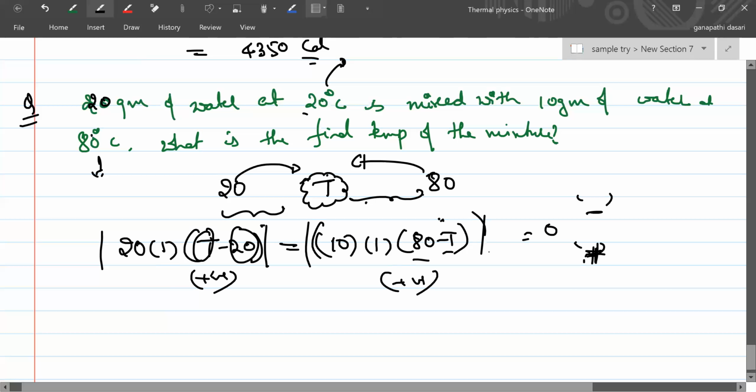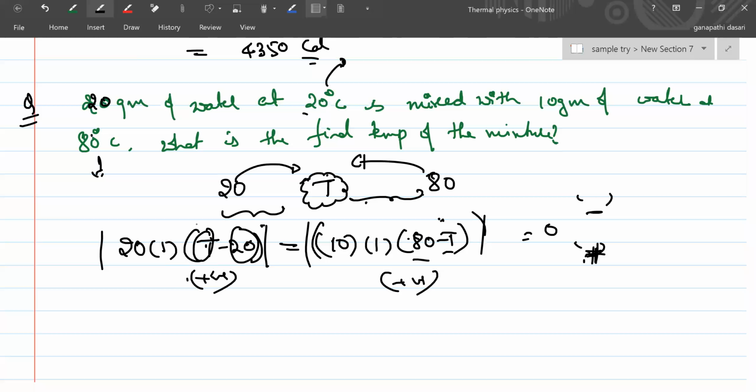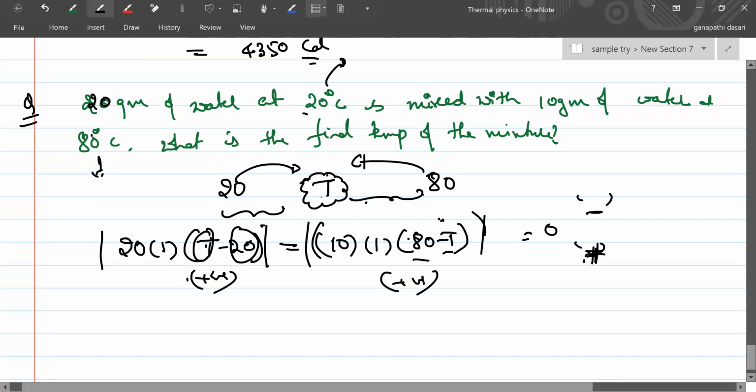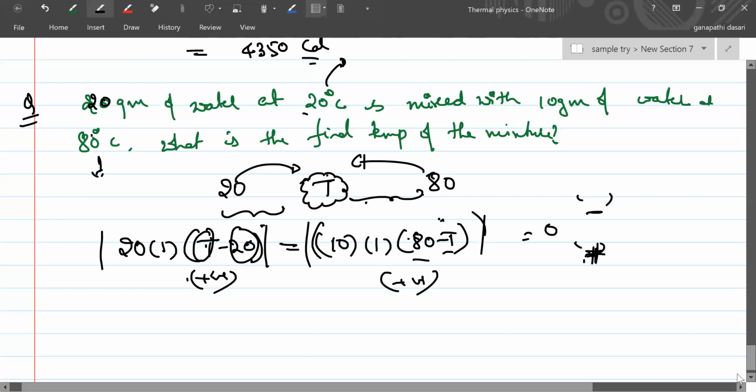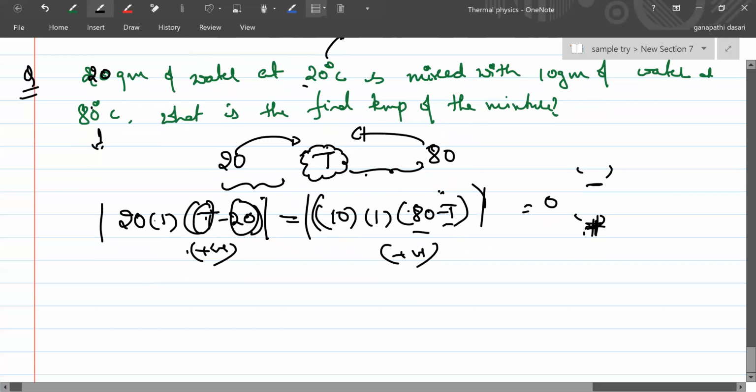Are you understanding? How I solved it? Just bigger minus smaller. This is actually lost, positive value, gained positive value. Similar to, suppose if I give you 10 rupees, I lost 10 rupees and you gained 10 rupees. It is minus from my side, plus from your side. But instead, I am just representing my lost money, that is 10 rupees, is equal to your gained money, that is 10 rupees. Both positive only I am representing. Got it? Why did I write 80 minus T? Don't get confused with this.